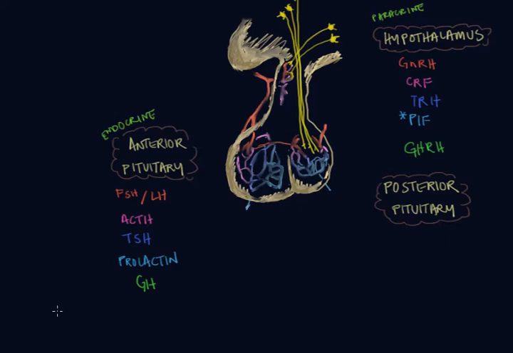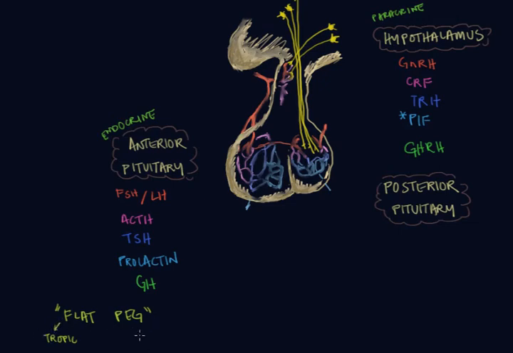And so anyway, the mnemonic FLAT PEG might help you remember those anterior pituitary hormones a little bit easier. And so the FLAT ones are FSH, LH, ACTH, and TSH.